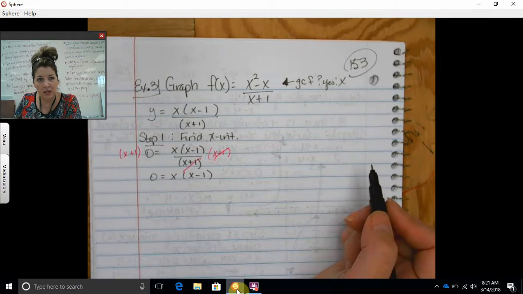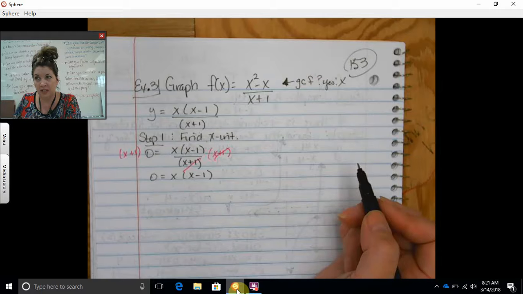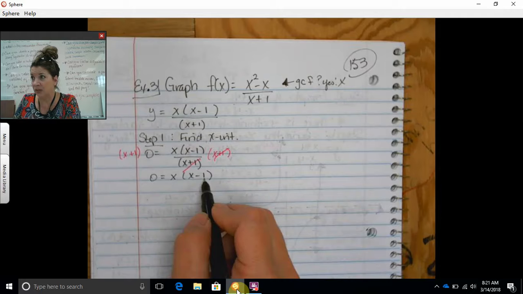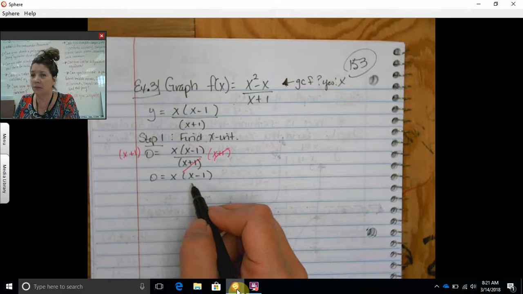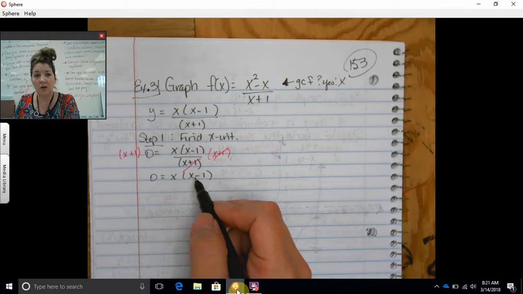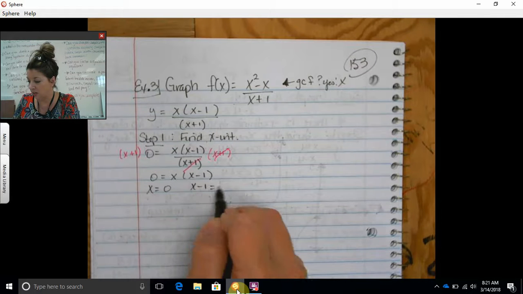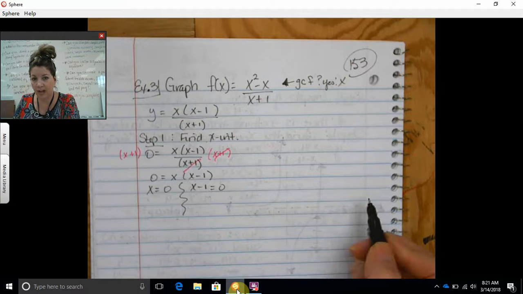Now, a lot of students at this point, they want to distribute, and I understand, because usually that's what you're doing, but we're trying to solve for x. So if this is already factored, don't turn it back into standard form, because if I want to solve for x and it's factored, you just set each factor equal to 0 and solve for x, right?